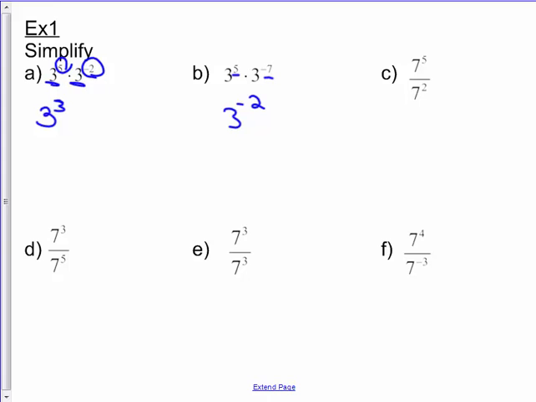In B, I'm going to do the same thing. 5 plus negative 7 is negative 2. Now at this point, we're going to leave it as a negative 2. But today, we'll look at what a negative exponent really does and what it means.